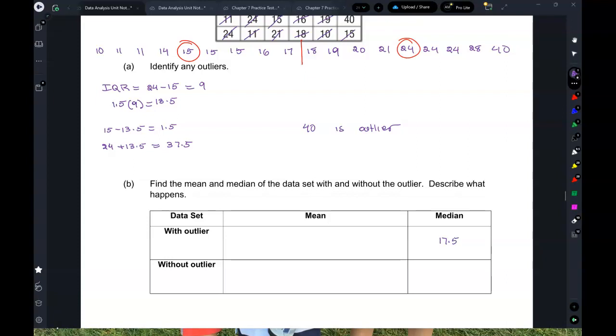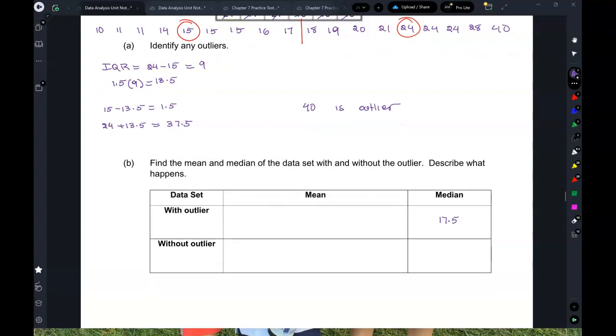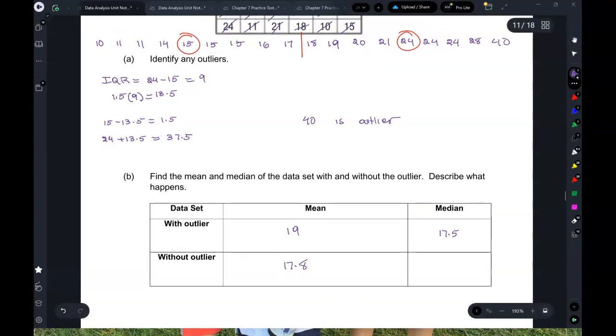Okay, so this side of the room, I want you to find the mean with the outlier. That side of the room, I want you to find the mean without the outlier. On your mark, get set, go. Okay. What'd you all get? Were you with the outlier? Yes. What'd you get with the outlier? 19. Just even? Yeah. What'd you all get without the outlier? 17.8.